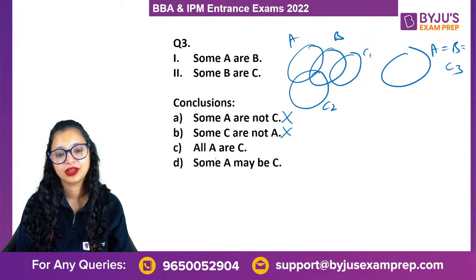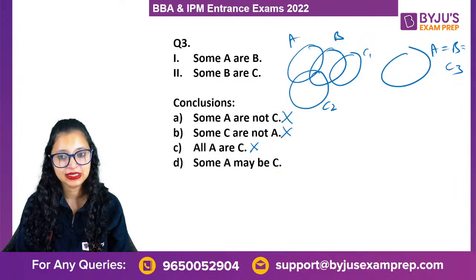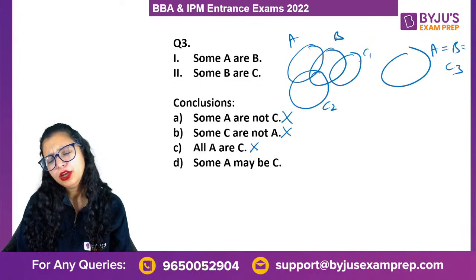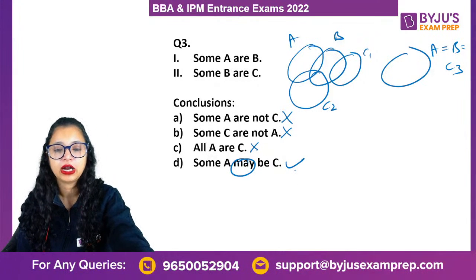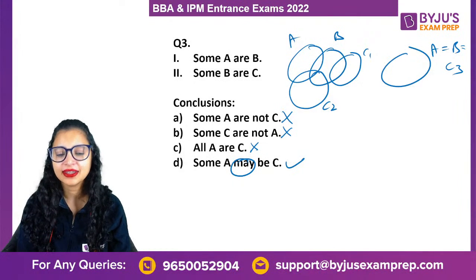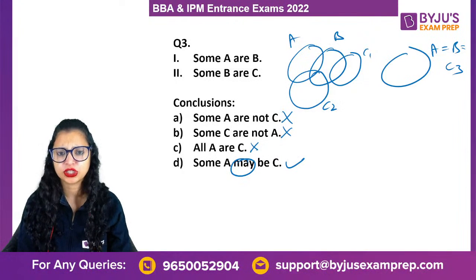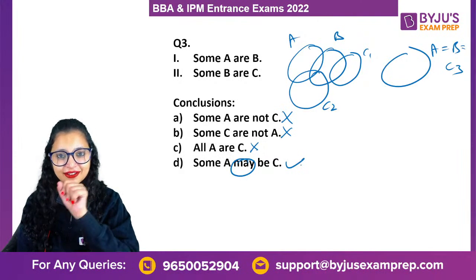Wrong conclusion. All A are C is wrong in the first scenario of C. Wrong conclusion. Some A may be C. Yes. In C2, it may be. In C1, it may not be. That means it's a probable solution. This is going to be our correct answer in the given question. That is, some A may be C, may not be C. Yes, that's valid. That is something we can say for sure. So, D is going to be our correct answer here.